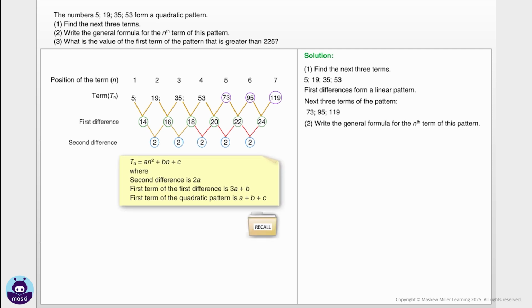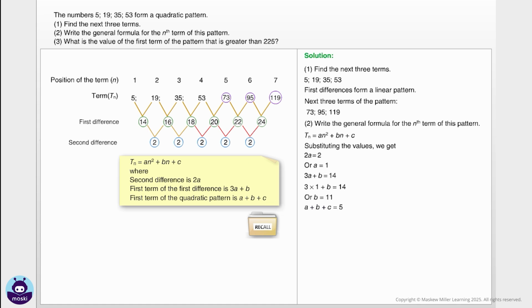Recall that the general formula for the nth term of any quadratic pattern is given as Tn equals an squared plus bn plus c. We have already calculated the first differences and second differences of the quadratic pattern. Substituting the values, we get a equals 1. Substituting the value of a, we get b equals 11.